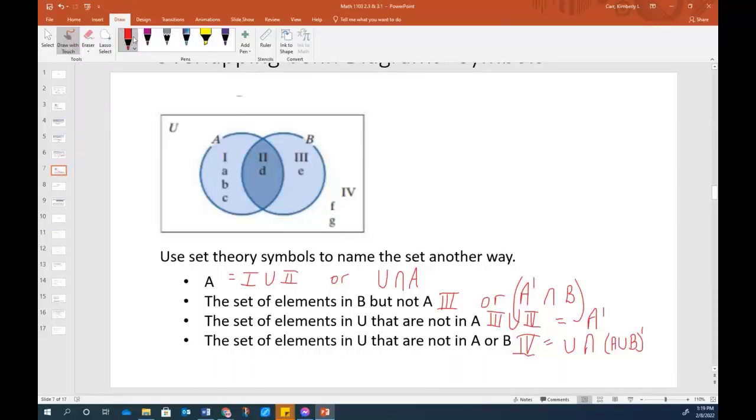In all honesty, you don't even need to mention the universe intersecting with it because it's all considered to intersect with the universe. So this is simply the rest of everything. If you put A and B together and then put the little apostrophe there, then it's what's not in A and B. Again, set A really could have just been as simple as saying set A.